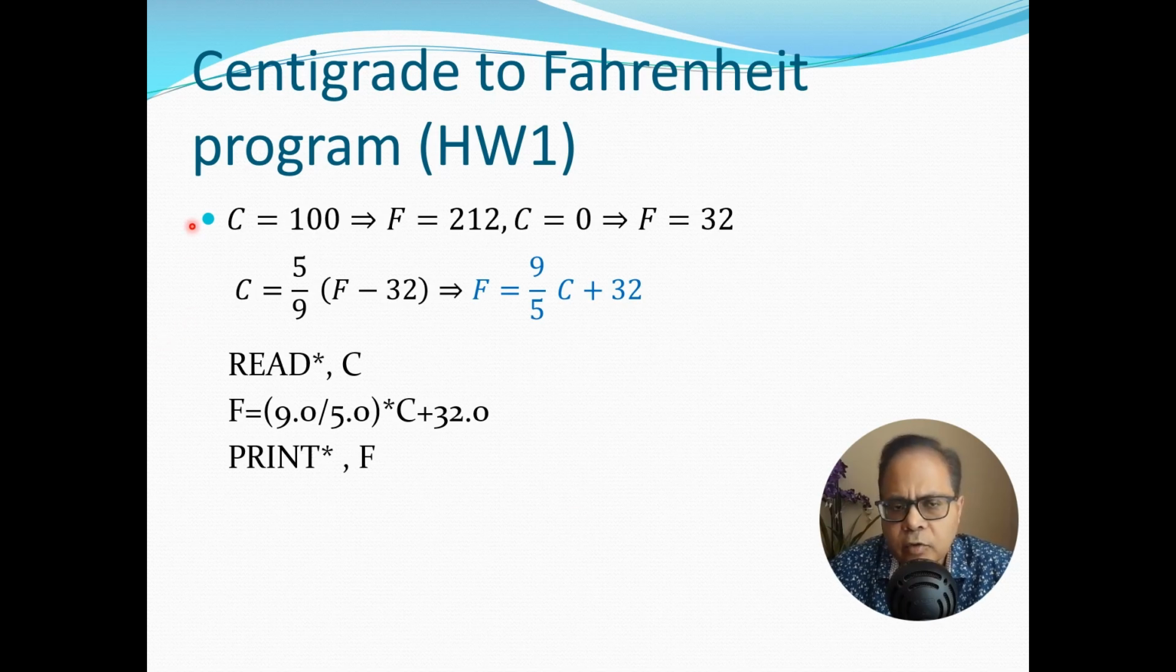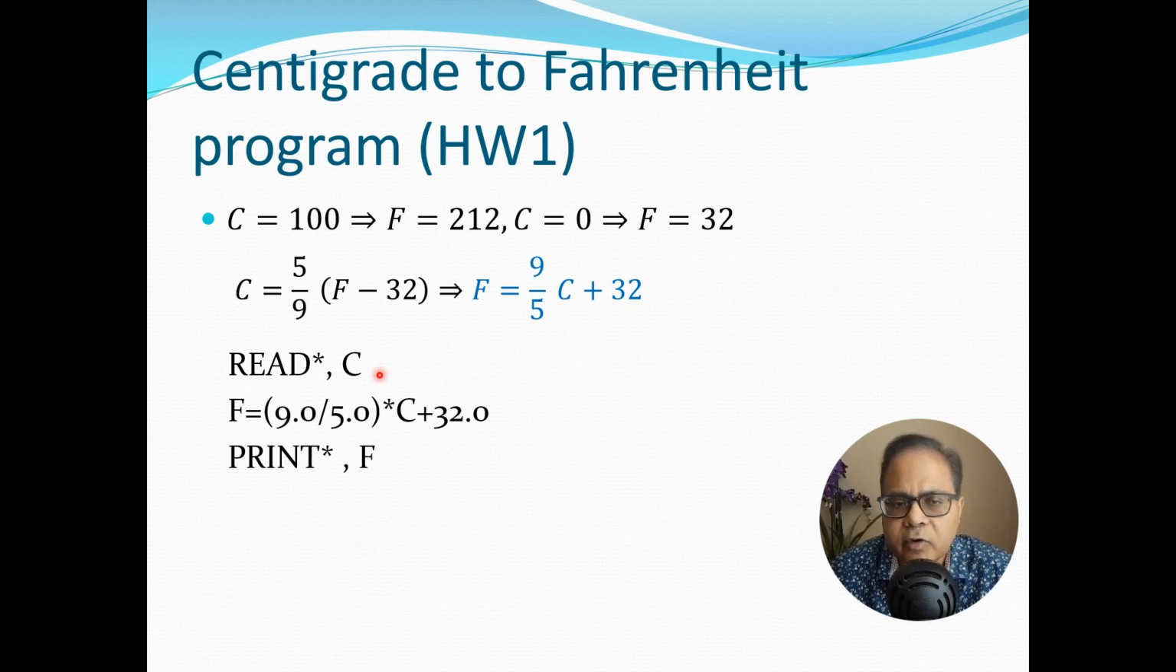Now there was one more homework problem I told you, a very simple problem which is very often presented in textbooks, and that is to convert centigrade to Fahrenheit or Fahrenheit to centigrade. Most people try to convert Fahrenheit to centigrade, so let's try to convert centigrade to Fahrenheit here. Essentially the formula is F is 9 by 5 C plus 32. You can check that this satisfies the end conditions, that is at C is 100, F is 212, and at C is 0, F is 32.